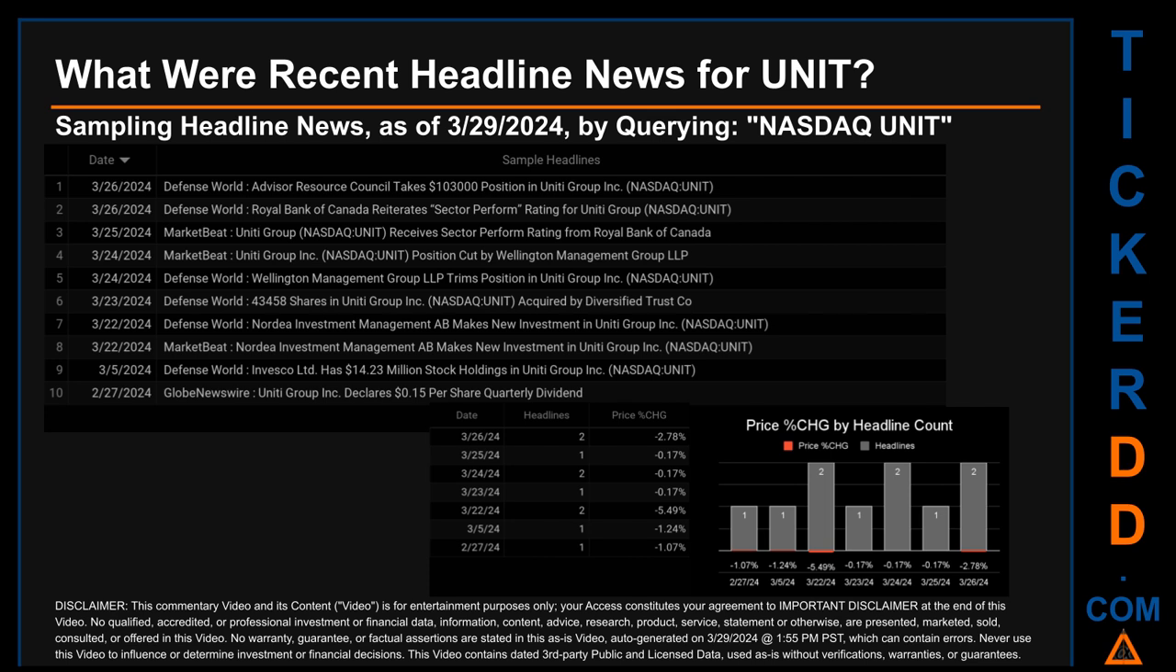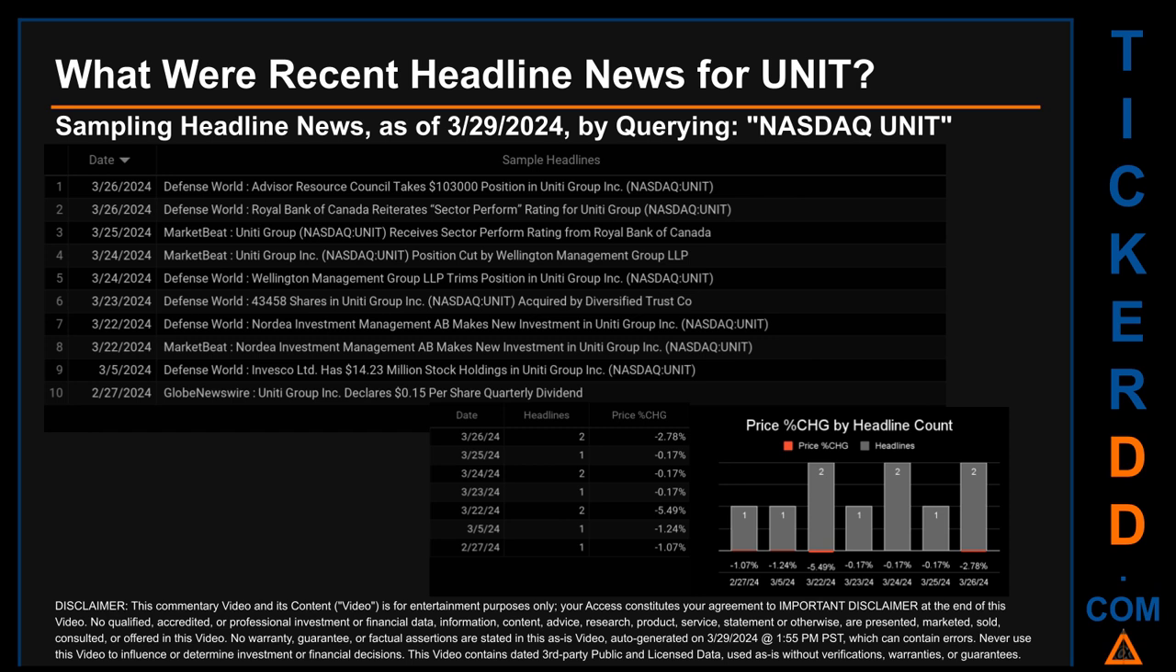Then, for the third day with the most discovered headlines, on Friday, March 22, 2024. First, Defense World published the headline that read, Nordea Investment Management AB makes new investment in Unity Group. Second, MarketBeat published the headline that read, Nordea Investment Management AB makes new investment in Unity Group.